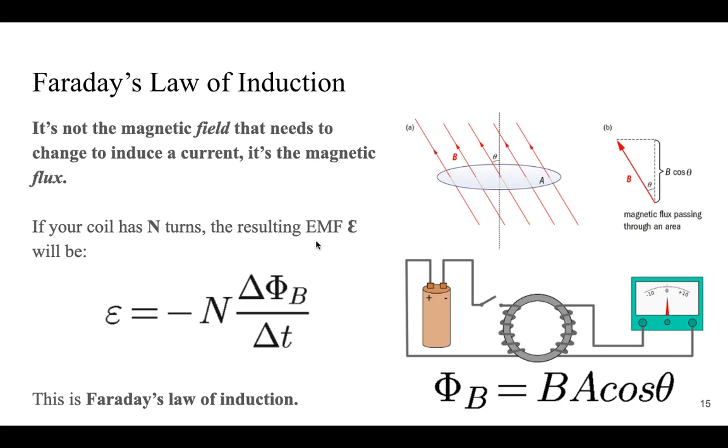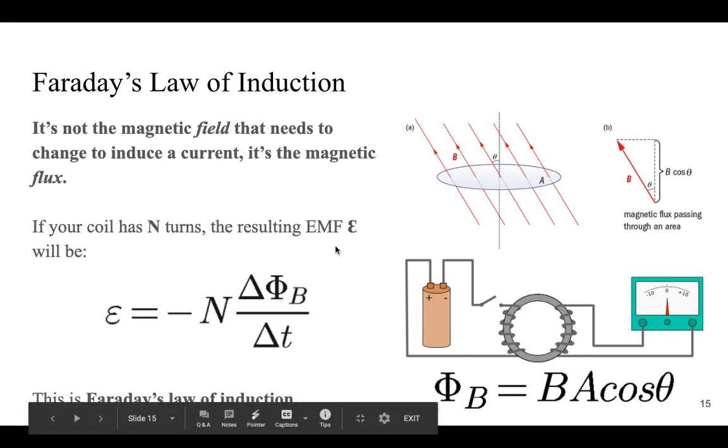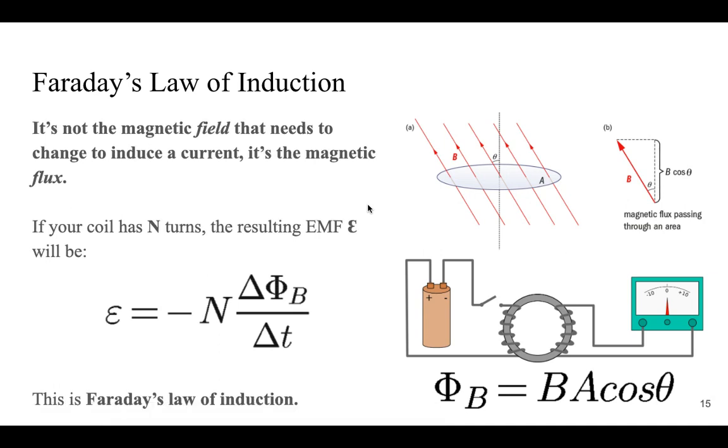The resulting EMF, voltage, symbolized by this script E, is going to be given by E is equal to minus N, the number of turns in your loop, times the change in your magnetic flux over the change in time. So this is Faraday's law of induction. And if you're taking the calculus, you can probably imagine what the differential version of this would look like. But this is an algebra-based physics 2 class, so I'm going with deltas instead of d.